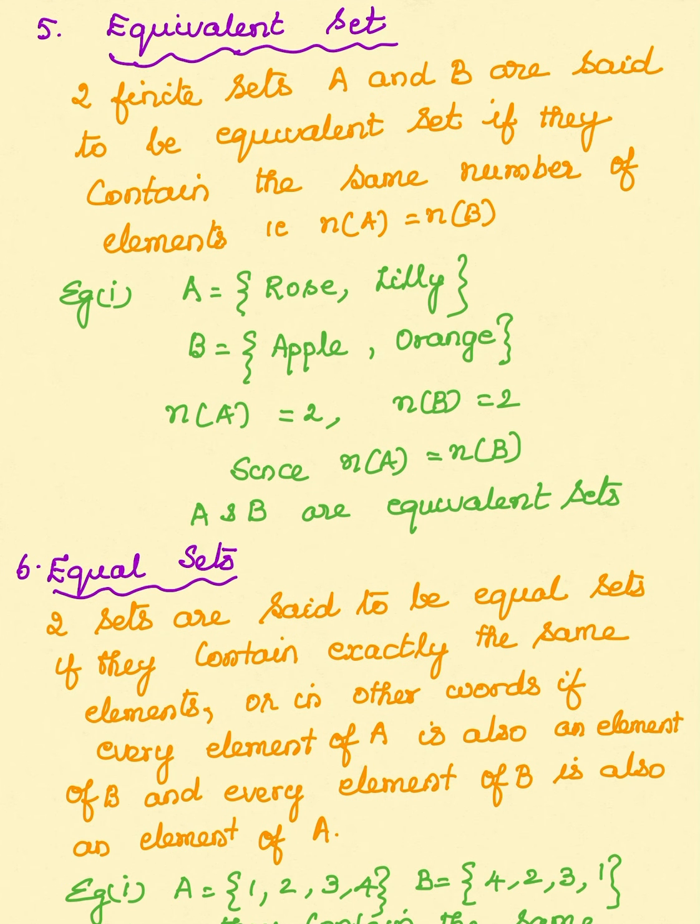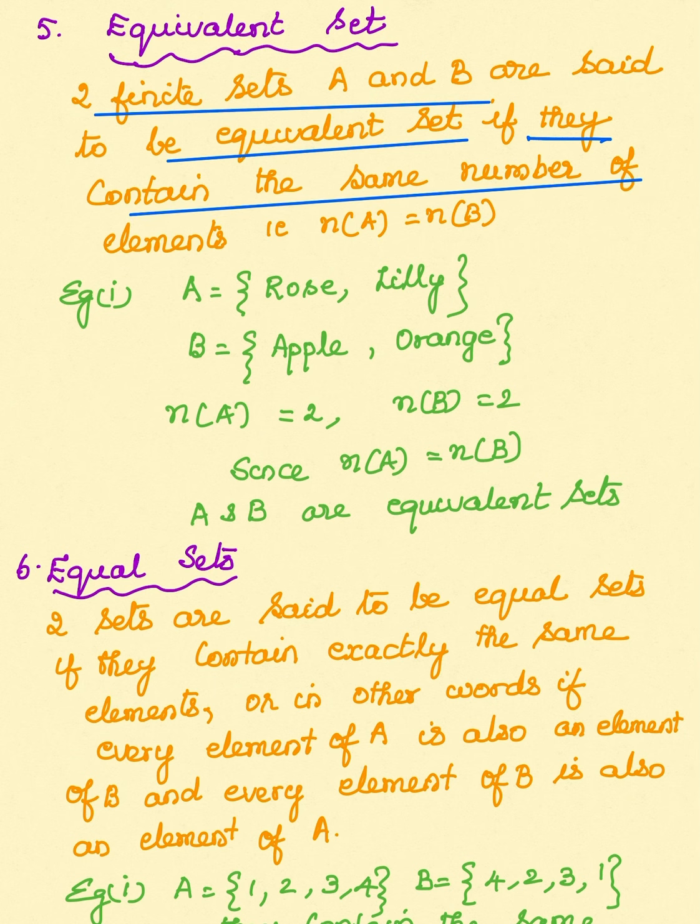Next we go to equivalent sets. When we say equivalent sets, we must have two sets. Let us take two finite sets A and B. They are said to be equivalent sets if they contain the same number of elements. That is, n of A must be equal to n of B. They contain the same number of elements means the cardinal number of set A must be equal to the cardinal number of set B.